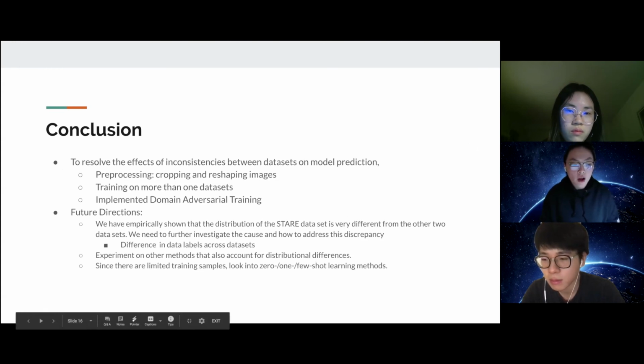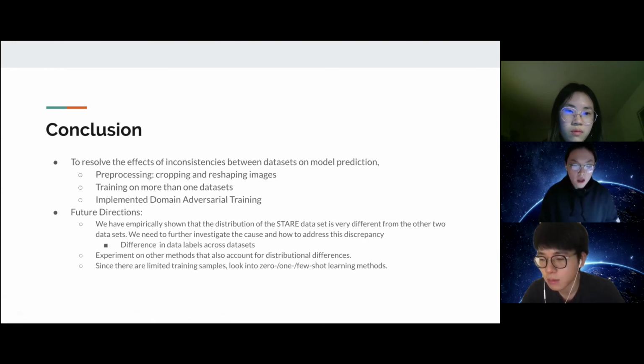In conclusion, we found the following helps reduce the inconsistencies across datasets on model prediction. First, cropping and reshaping images to the same size helped normalize the data. Second, by training on more than 1 dataset, we generalized the model more. Third, by implementing the domain adversarial training, we were able to further reduce the discrepancies among datasets.